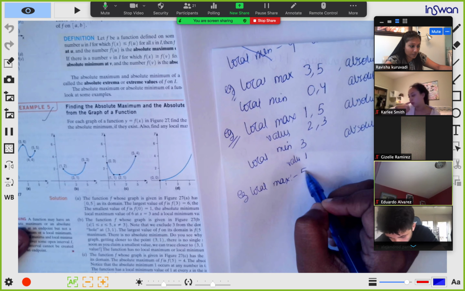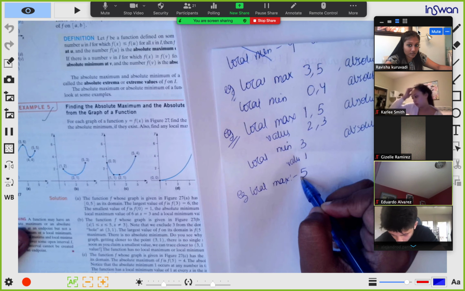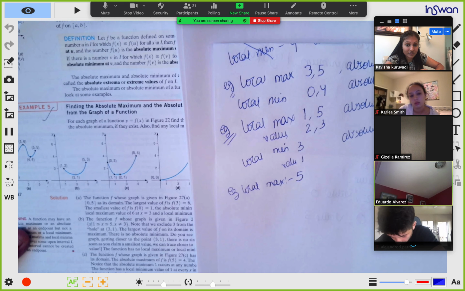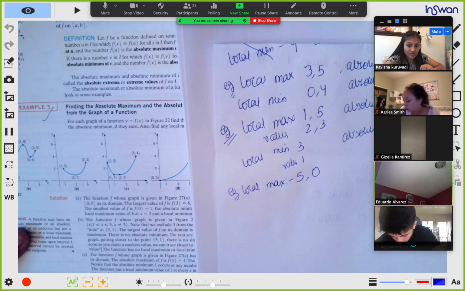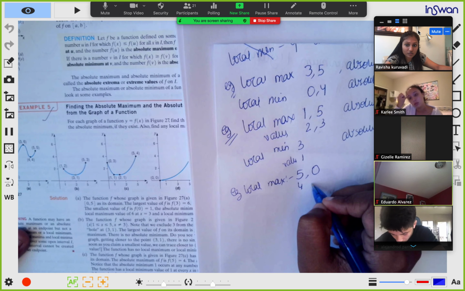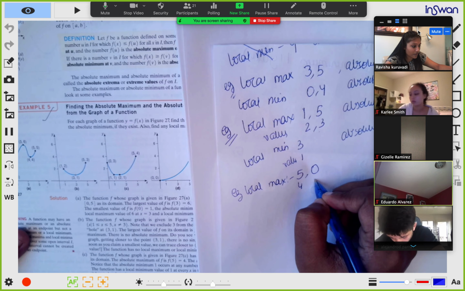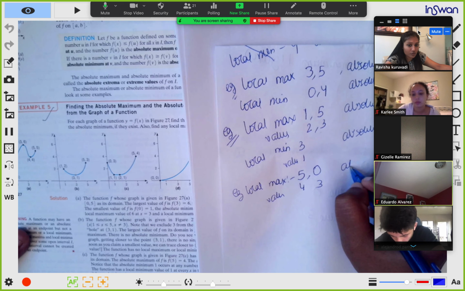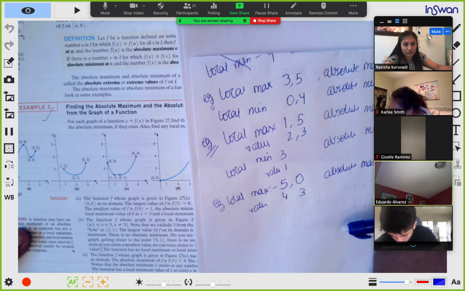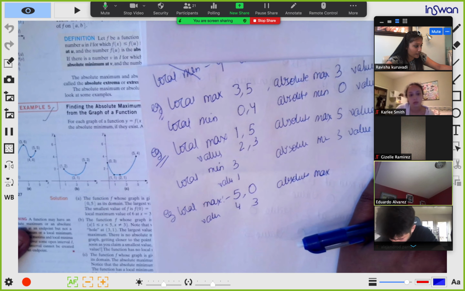Is there any other max? No. See, this is also on the top of the hill. Yeah, that's 0. Sorry, I got a bit confused on the constant version on the bottom. Okay. What's the value at 5? Value 4. And what about 0? Value 3. So these are my values. So what's my absolute maximum? Your absolute maximum is going to be at 5. Yes, 5, 4.